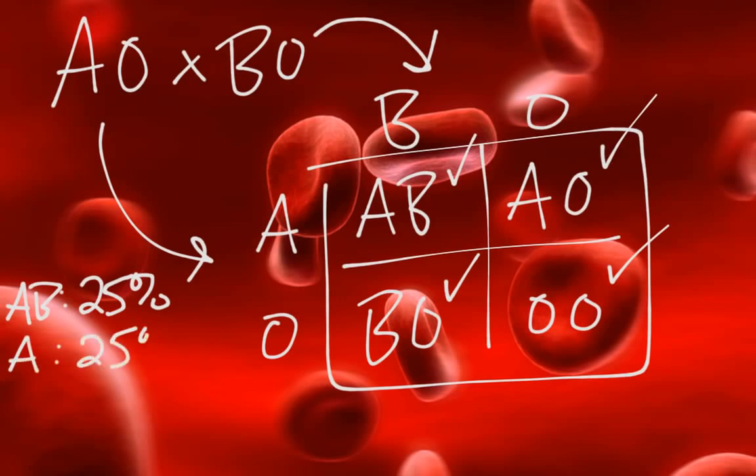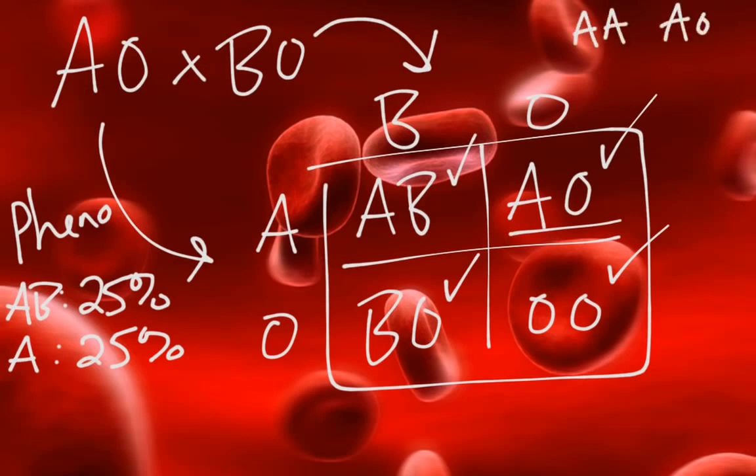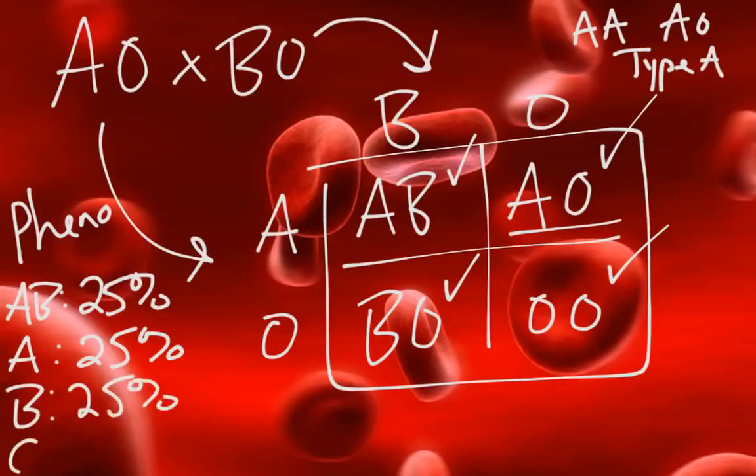25% be type A. Now notice I only wrote one A, I didn't write an AO, and that's because I'm writing a phenotypic ratio. And so in a phenotypic ratio, it doesn't matter if I have 2 A's or if I have an A and an O. Both of those are the same phenotype. They're both type A. And then I have 25% are going to be type B, and then 25% are going to be type O.